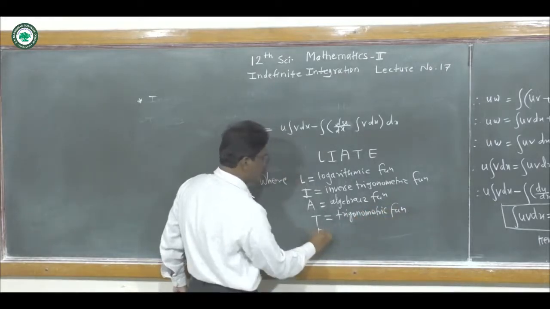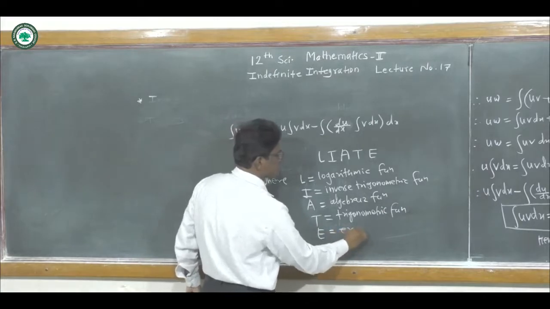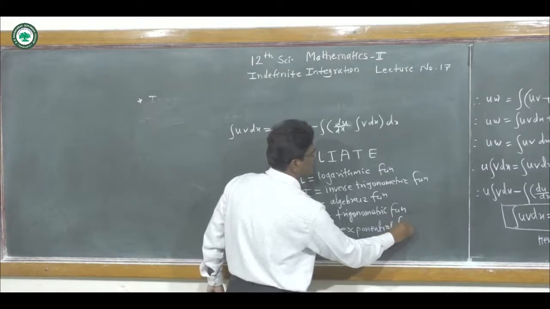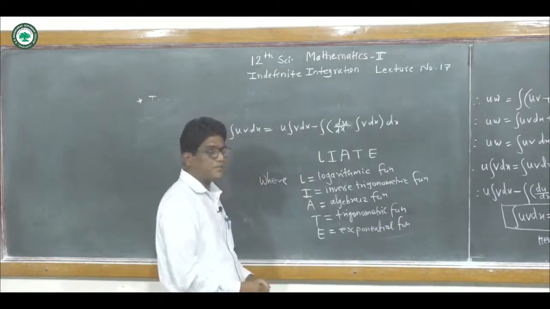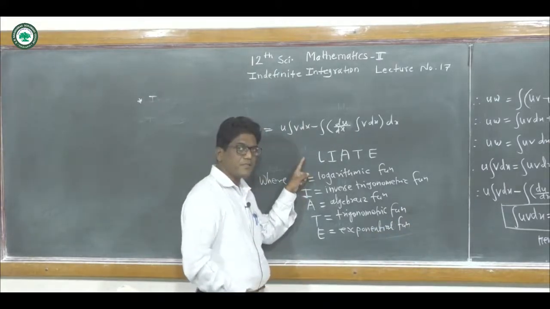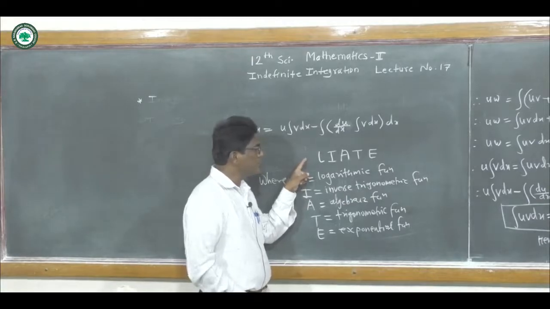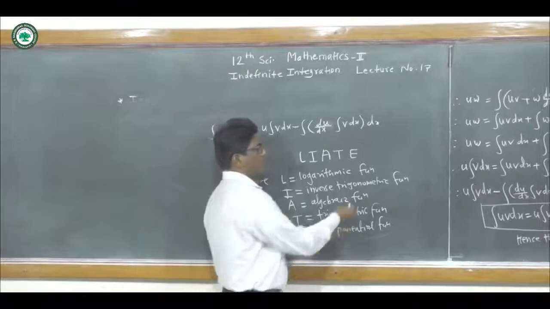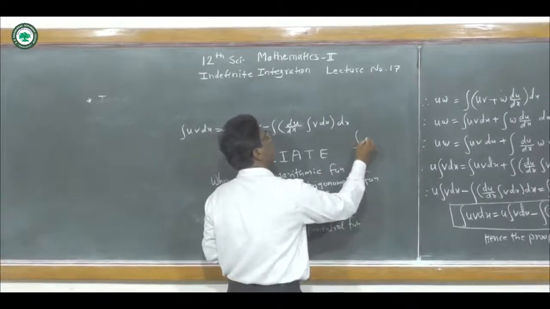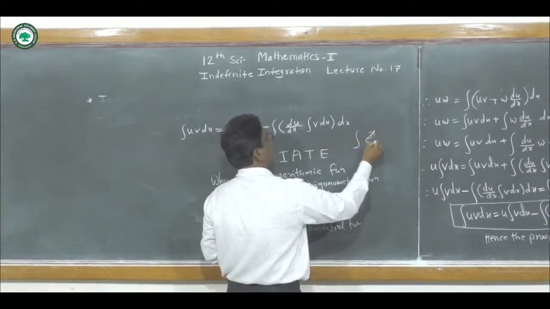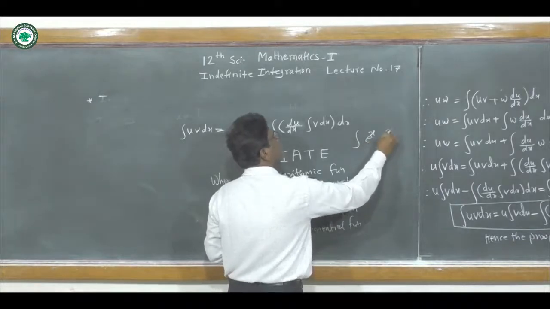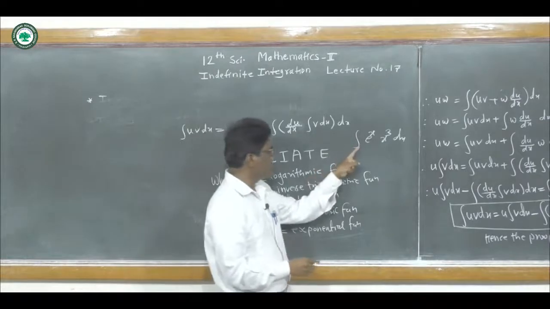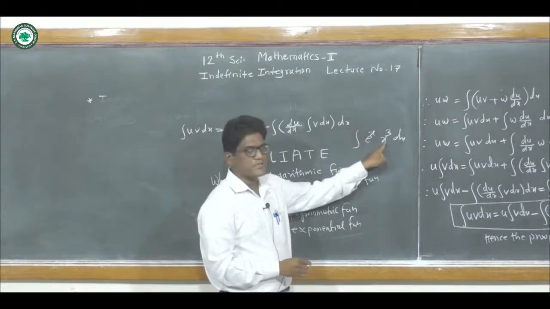Then E, exponential function. So the choice of the first function depends upon the serial order of the letters of the word LIATE. Suppose here we want to take the integration of e to the power x into x cube dx.